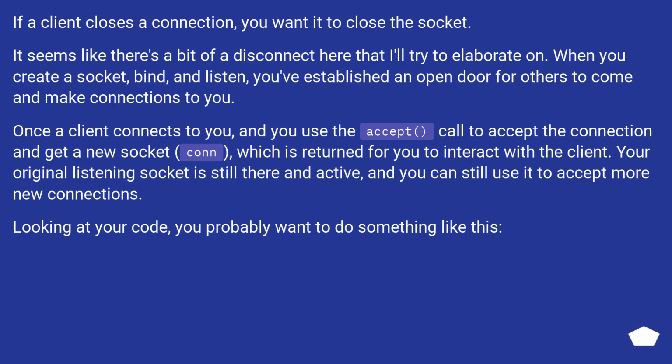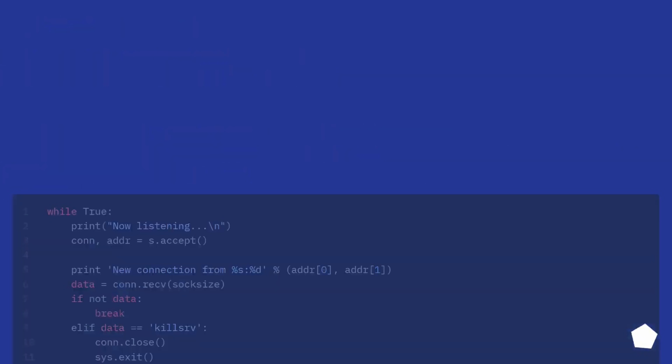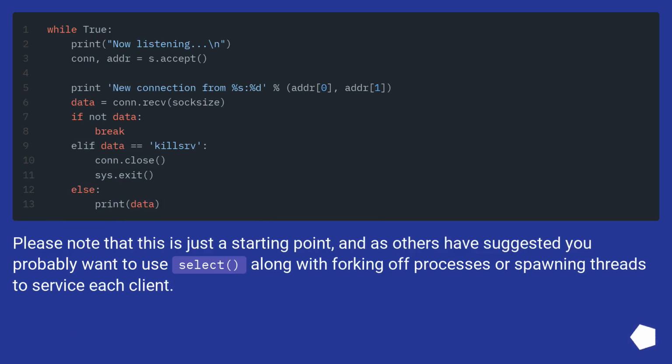Looking at your code, you probably want to do something like this. Please note that this is just a starting point, and as others have suggested, you probably want to use select along with forking off processes or spawning threads to service each client.